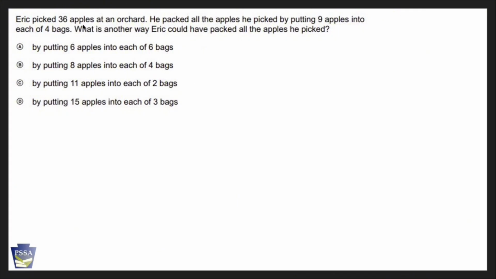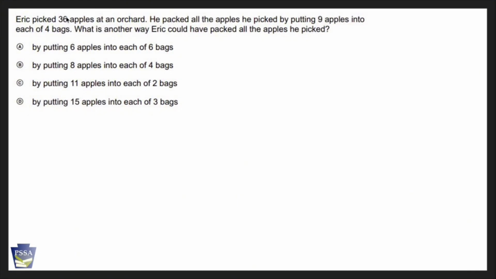Eric picked 36 apples at an orchard. He packed all the apples he picked by putting 9 apples into each of 4 bags. What is another way Eric could have packed all of the apples he picked?